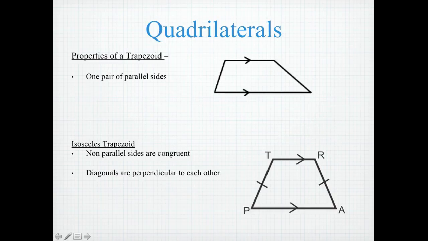Next, we have a trapezoid. So a regular trapezoid just means that we have 1 pair of parallel sides. An isosceles trapezoid is a little bit more specific. In an isosceles trapezoid, the non-parallel sides are congruent. So you have 1 pair of parallel sides, and the other pair of sides are going to be congruent to each other. Additionally, in an isosceles trapezoid, the base angles are going to be congruent to each other, as are the top angles. And just like in a kite, the diagonals of an isosceles trapezoid are going to be perpendicular to each other.